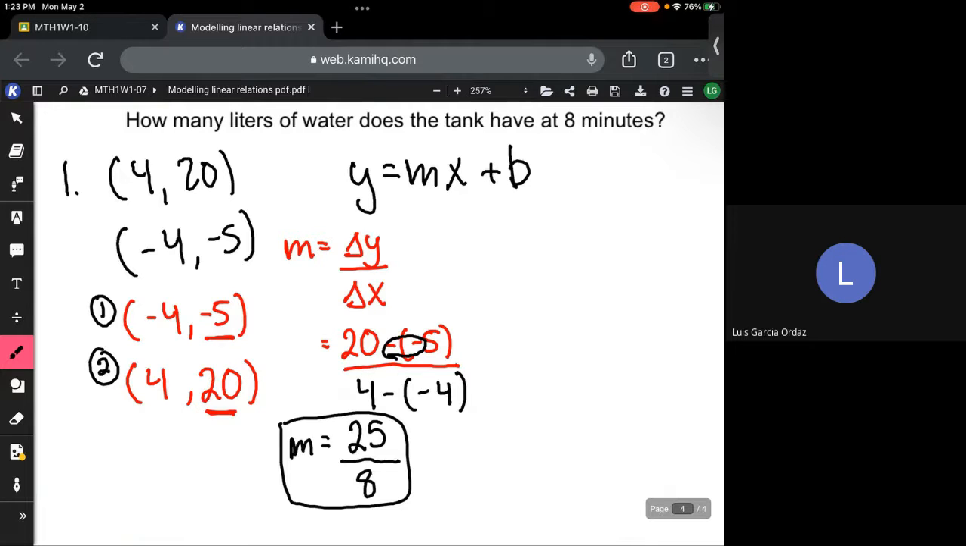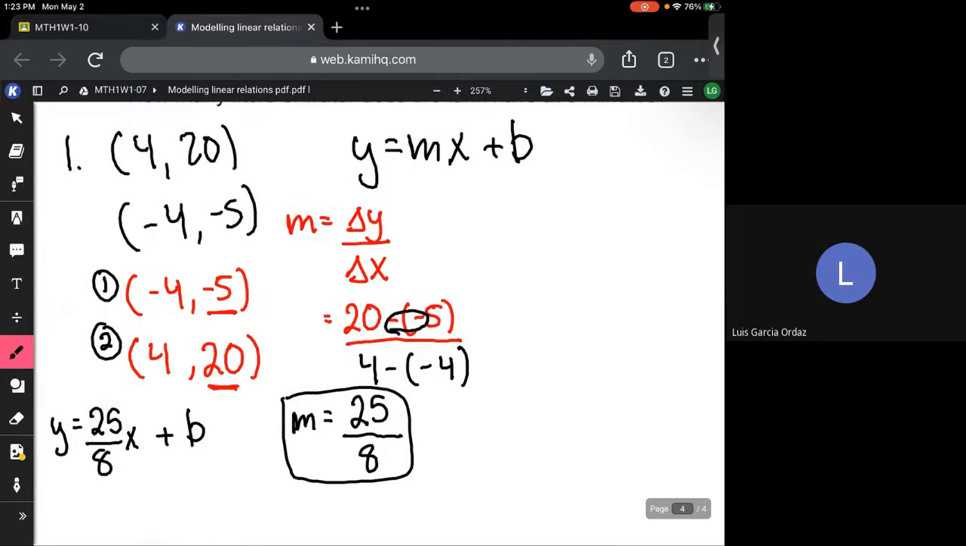So far what I have is y is equal to 25 over 8x plus b. So I don't have a table of values to figure out my b. What information can I use to help me figure out what b is going to be? We're going to use any of the 2 points. Which one do you want to work with? 4, 20. Okay, we're going to work with 4, 20.